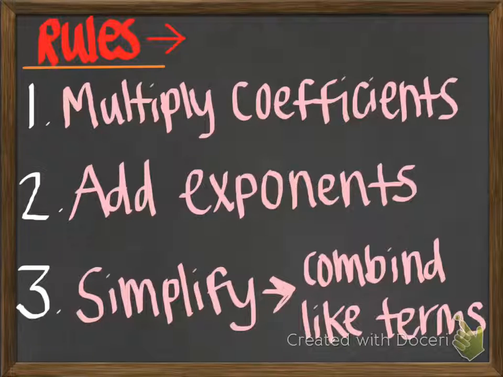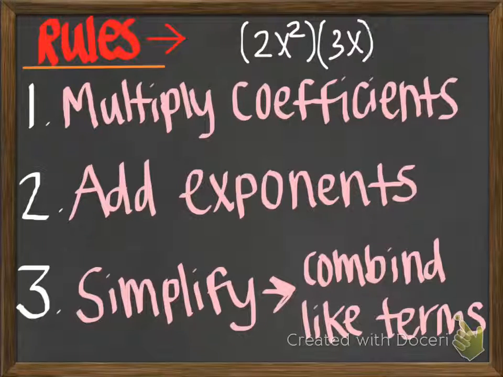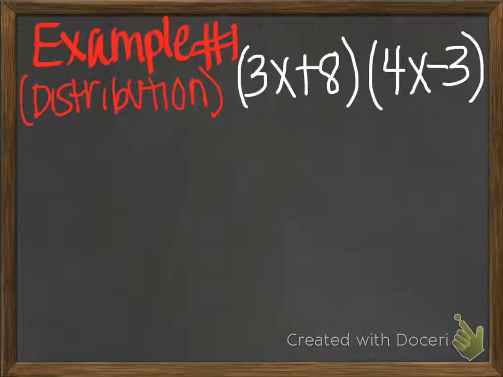So, for example, if we have 2x squared times 3x, we would multiply the coefficients to give us 6x, and we'd add the exponents to give us cubed. There are two methods in multiplying polynomials, distribution and box method. Let's begin solving this first distribution example.